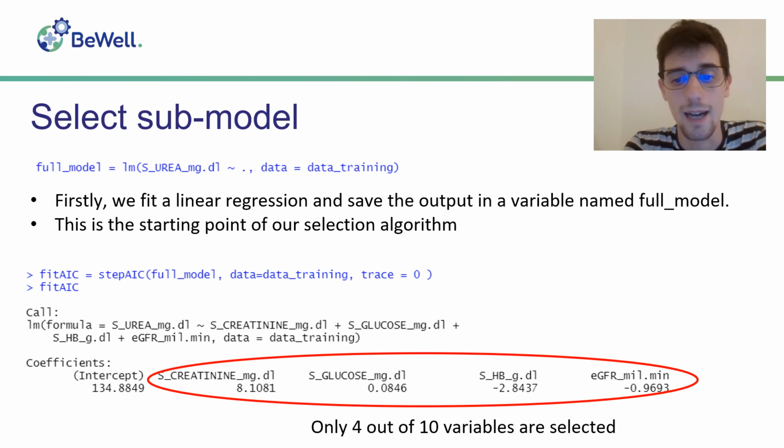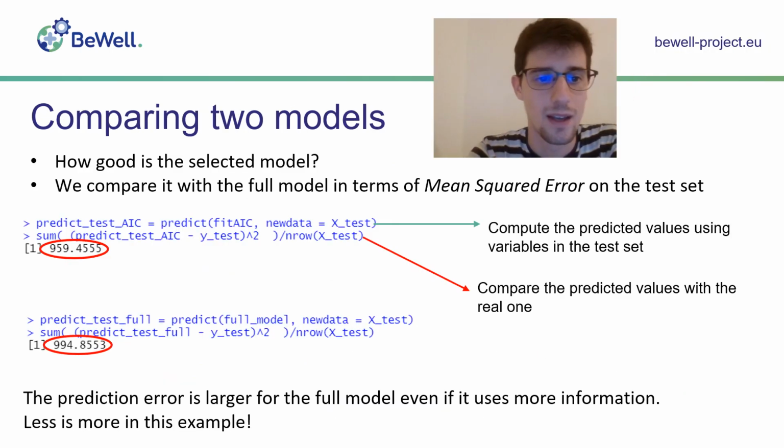Furthermore, note that I specified the option trace equal to 0 to suppress the output, but setting trace equal to 1, you can inspect all the different models visited at each iteration. In the end, the estimated model only contains 4 variables out of the original 10. Thanks to AIC, we managed to derive a simpler model containing fewer variables.